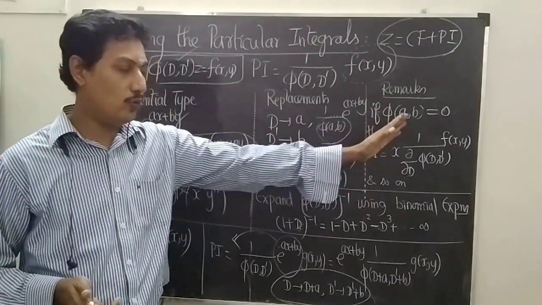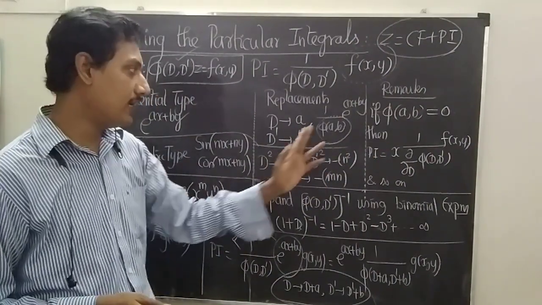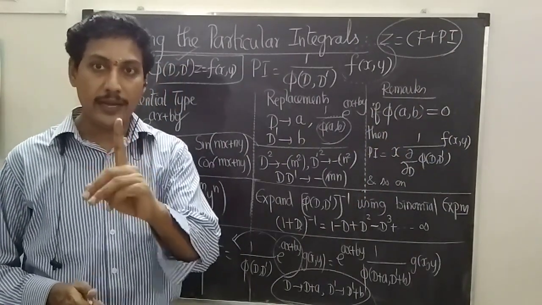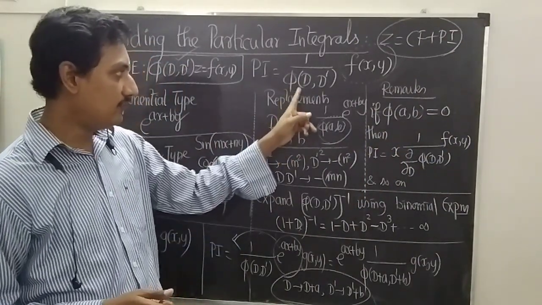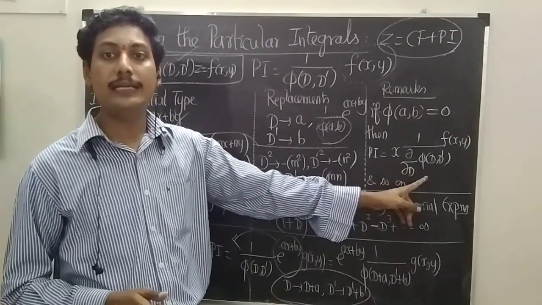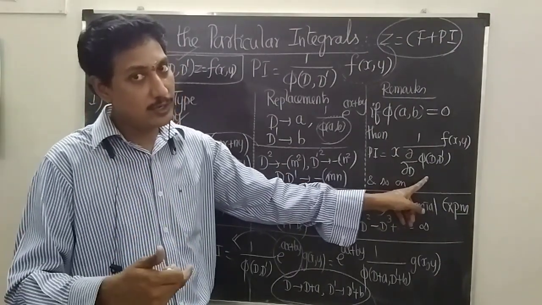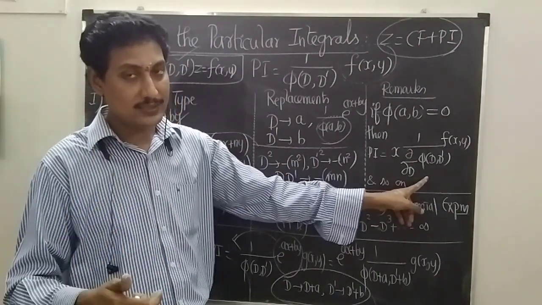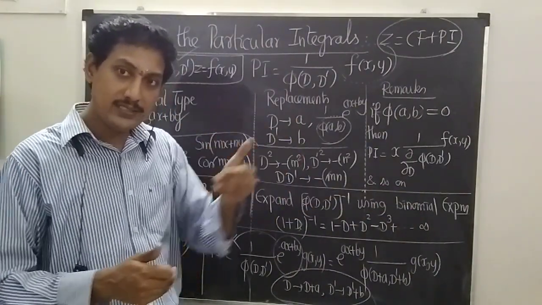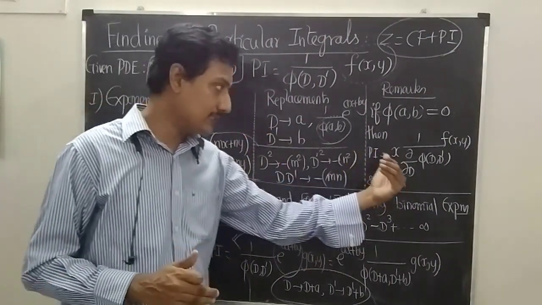Suppose the denominator is 0, what can we do? If the denominator is 0, that is phi of a comma b is 0, then we can do one time differentiation of the denominator with respect to the operator D. When we differentiate with respect to D, what does D stand for? Differentiation with respect to x. So what will be the compensation? The compensation is 1 by D. What does 1 by D stand for? Integral dx. What is integral dx? x. So I multiply by x.